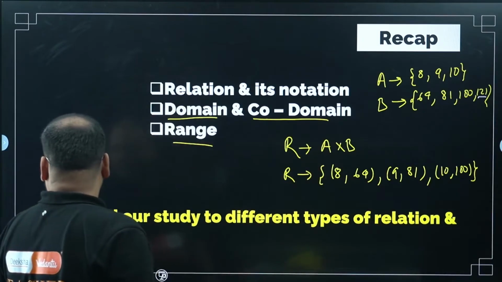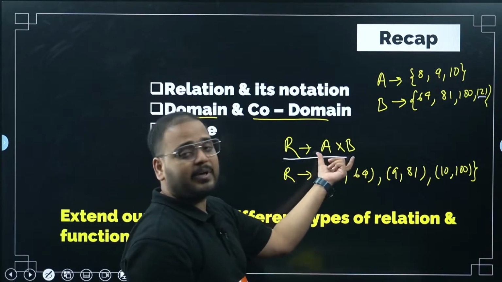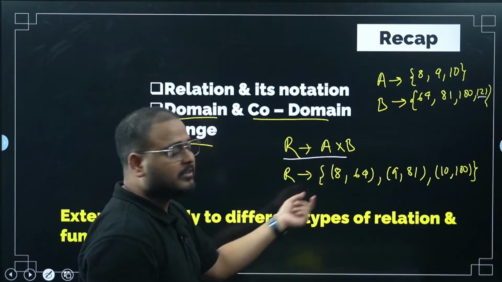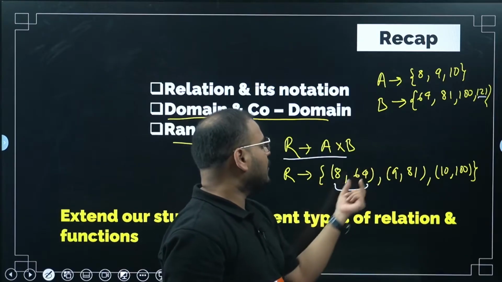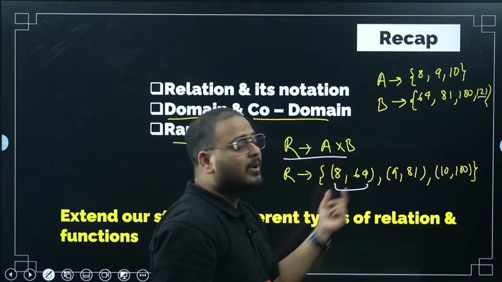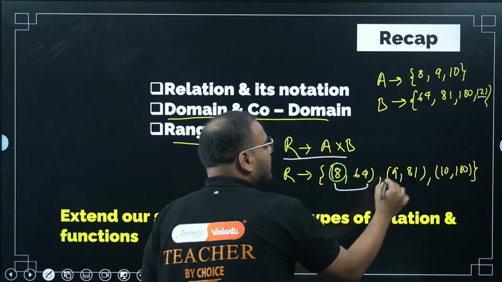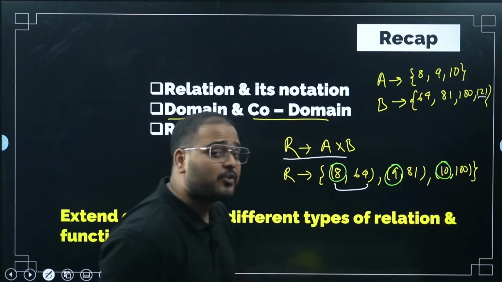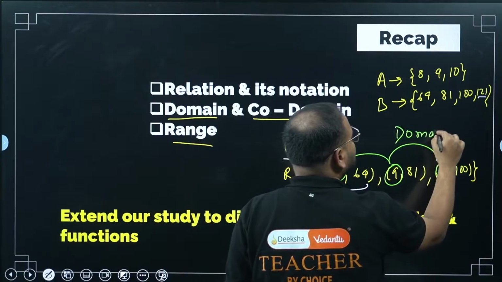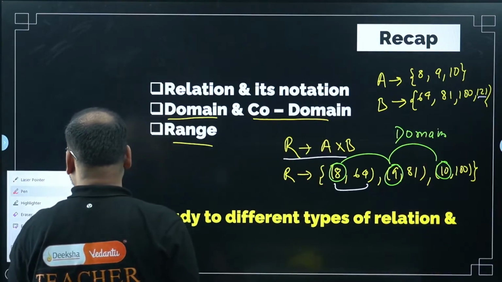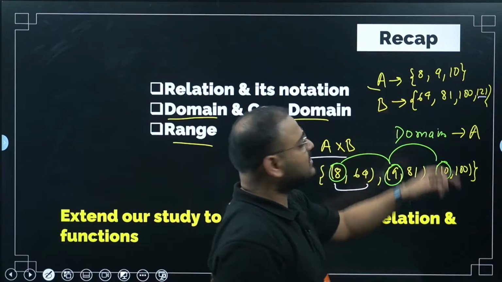Now you can see the same thing I wrote in the form of symbols. R is a relation when you have elements taken in the form A cross B. The first element of this relation is from A, which is 8, and the second element is from B. Look at this coordinate pair, (8, 64). Now the set of all the first coordinates, or if you remember the Cartesian form, the x coordinates, what is this called? Domain, which is nothing but our set A: 8, 9, 10.